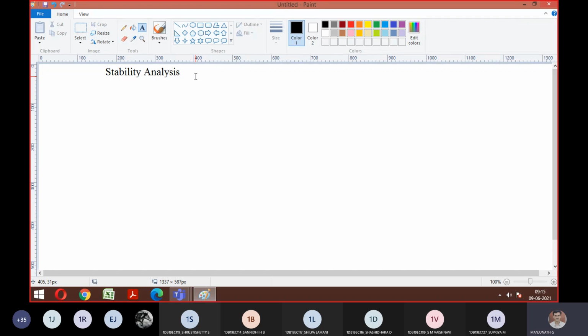Sir, can you repeat once again? Yeah. So the analysis of whether the given system can reach steady state passing through the transient successfully.